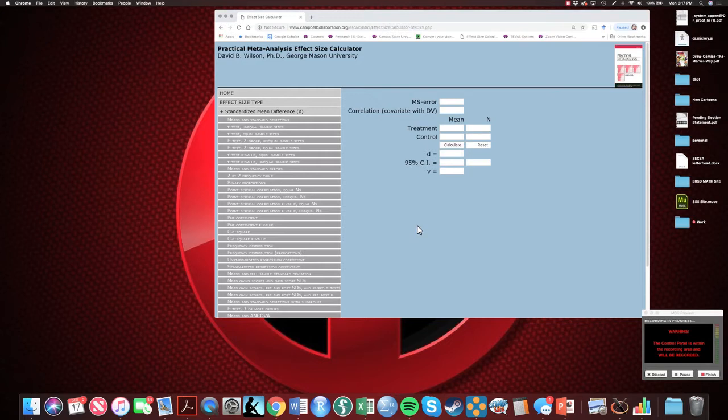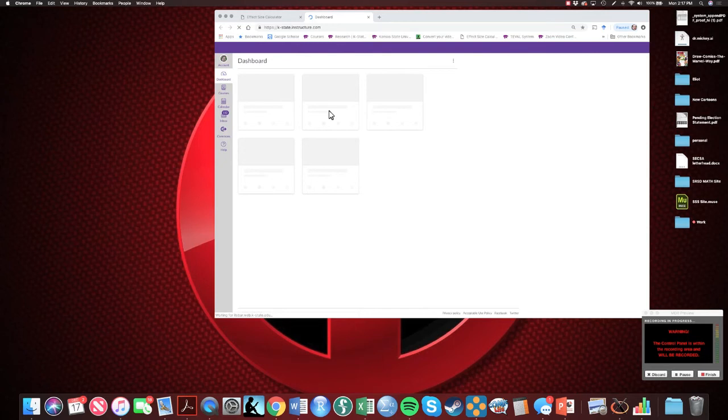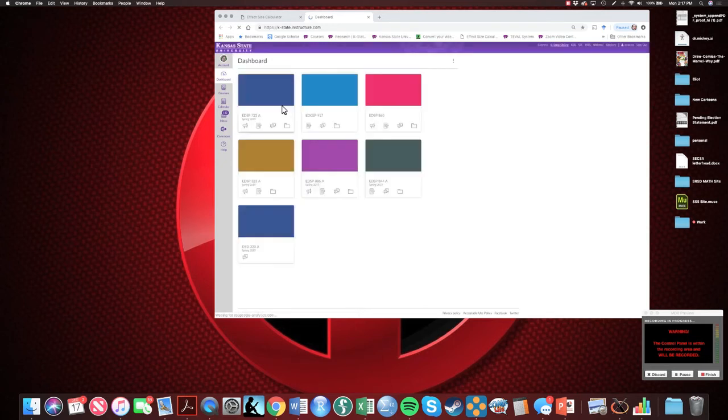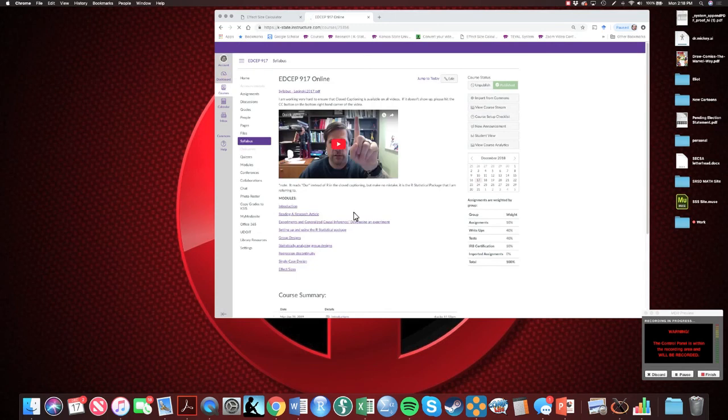Again, I'll have this online. I'll actually do it right now while you're watching. Then find an article, calculate an effect size from the article, and then upload the article along with the Word document with the effect size on it. So upload the article and also upload the Word document with the effect size on it. And that's it.